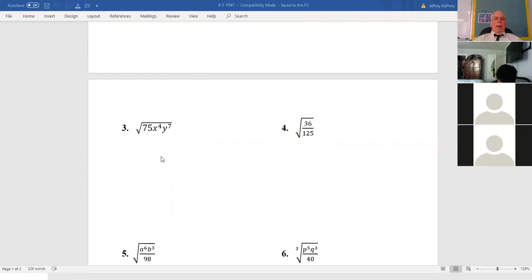So let's look at 3. I'm doing the odds. You're going to do the evens because I'm the odd guy. All right. So I'm going to do the easy one. I'm going to work backwards again.